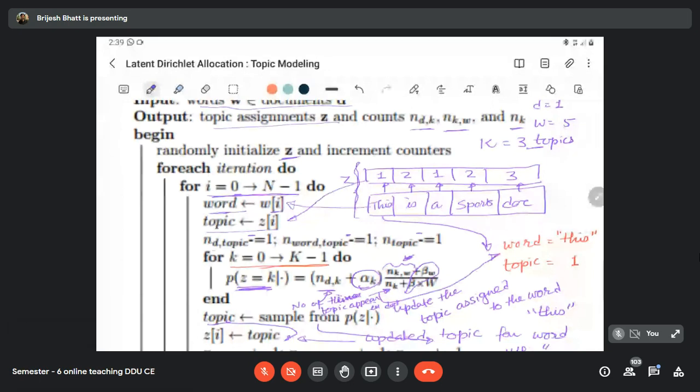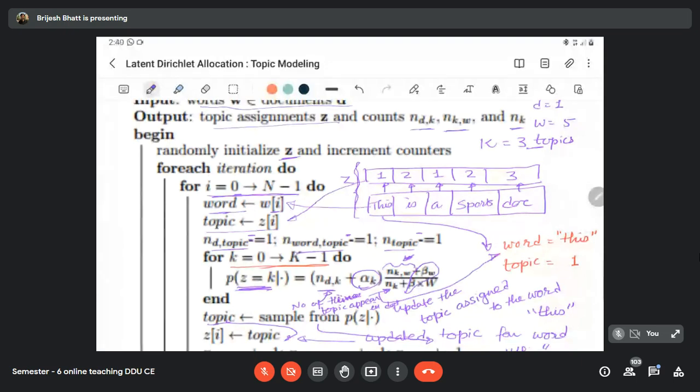And decrement the counters of document topic, word topic, and topic. You have, in the first iteration, just seen the topic only once, so it is minus 1. It is not very nicely visible here. So N document topic is equal to N document topic minus 1. N word topic is equal to N word topic minus 1. And N topic is equal to N topic minus 1. This is what is written here.